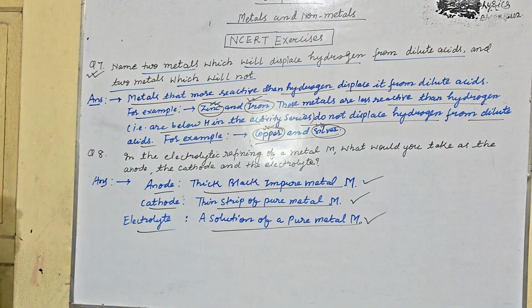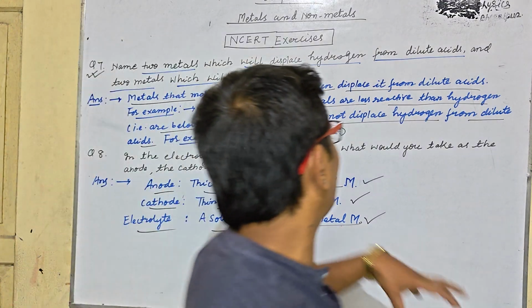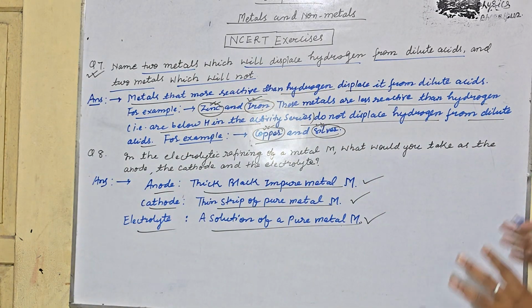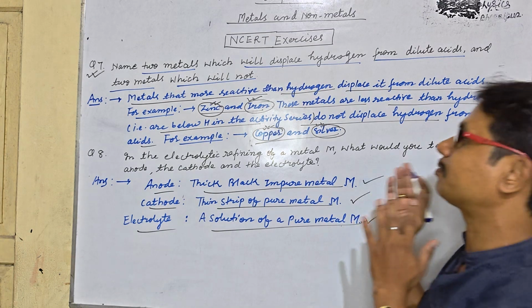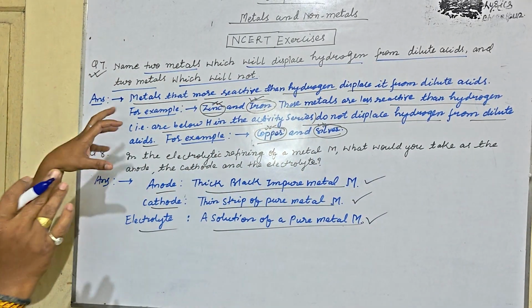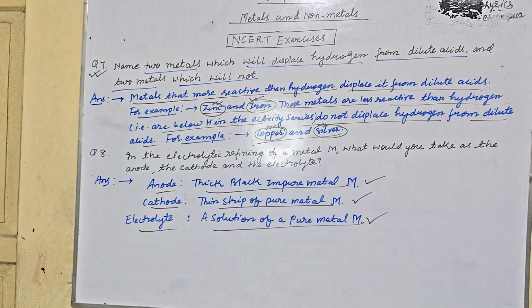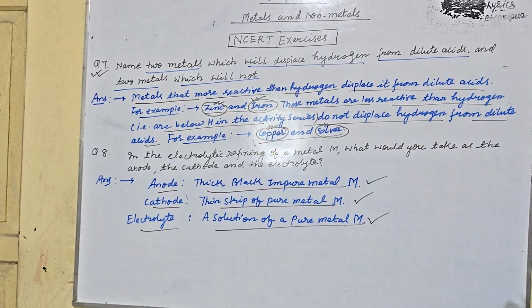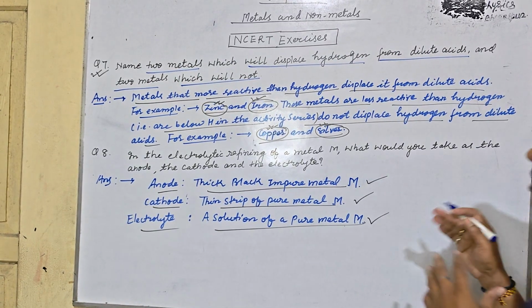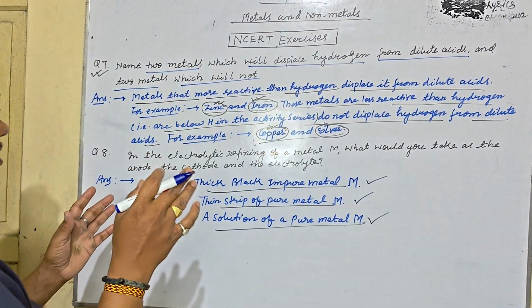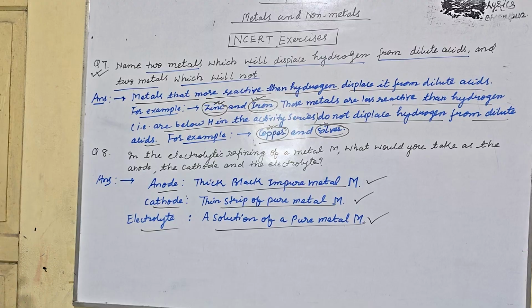Name two metals which will displace hydrogen from dilute acid and two metals which will not. The question is asking to write the names of two metals which will displace hydrogen from dilute acid, and two metals which will not. The metals that are more reactive than hydrogen displace it from dilute acid; those metals are zinc and iron. Metals that are less reactive than hydrogen, that are below H in the activity series, do not displace hydrogen from dilute acid, for example copper and silver. Copper and silver will not displace hydrogen from dilute acid, and zinc and iron are the two metals which displace hydrogen from dilute acid.